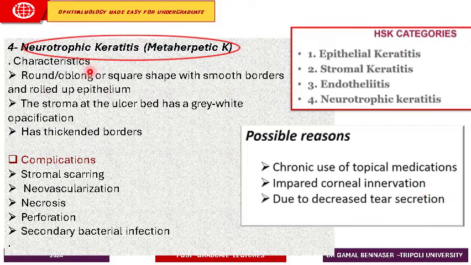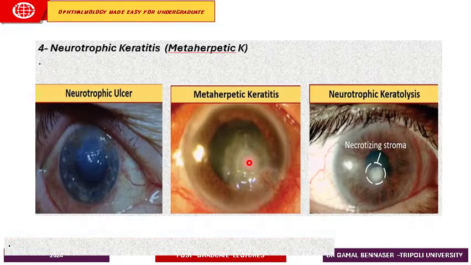When there is a decrease in the nerve endings, the reflex secretion of tears will be impaired, and as a result, this will make the condition worse. So for metaherpetic keratitis or neurotrophic keratitis, you can see the different varieties. You can see the grayish-white appearance of the ulcer with elevated margins. As I said, it can be seen clearly with rose Bengal. And if there is superadded bacterial infection, there will be a dirty base of the ulcer.